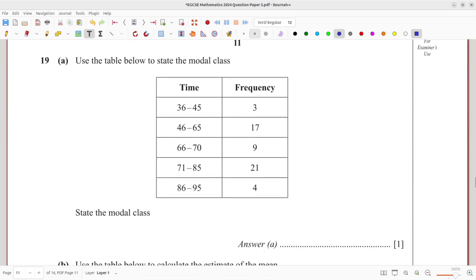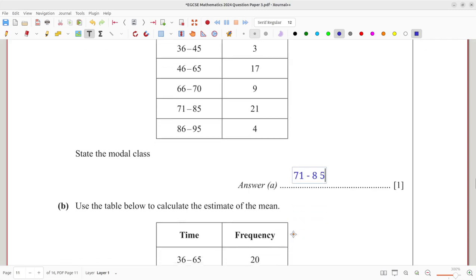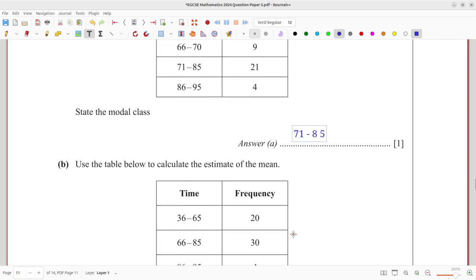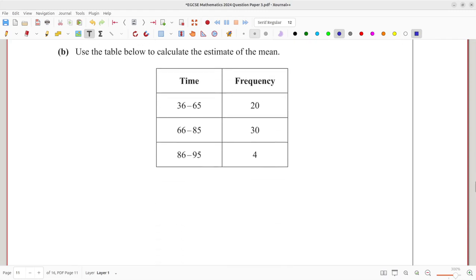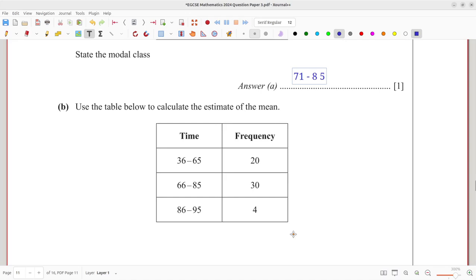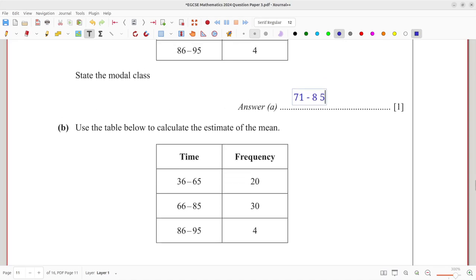Next question, use the frequency table, state the modal class. Modal, most appearing. So obviously this one, so it's 71 to 85. That's the modal class. Use the table to calculate the mean. So how do we find the mean? You find the midpoints and call them x. Let's do this. Need to write something like that.